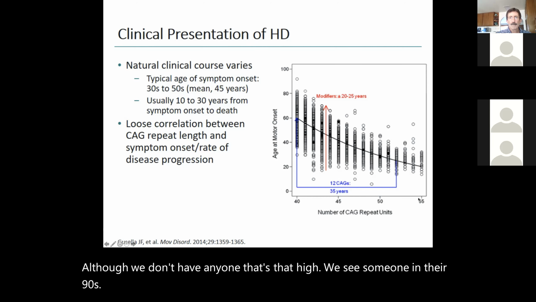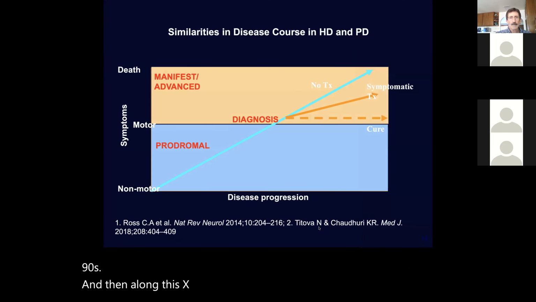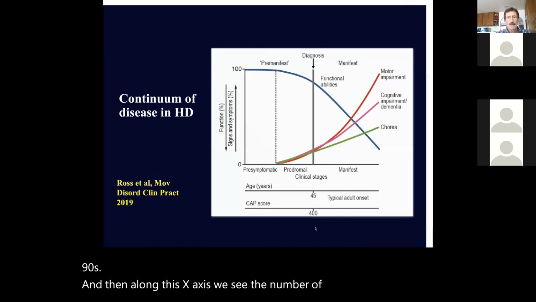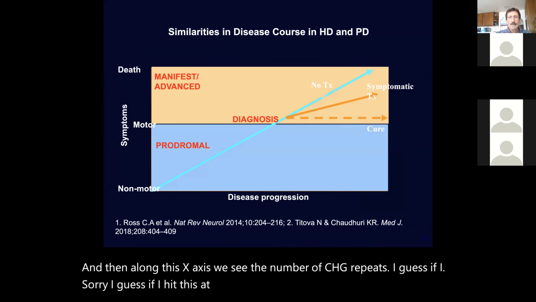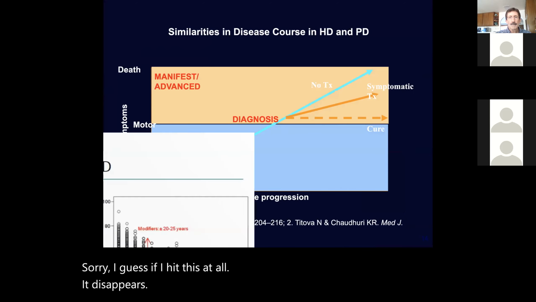And then along this x-axis, we see the number of CAG repeats. I guess if I hit this at all, it disappears. Okay, sorry, there we go.